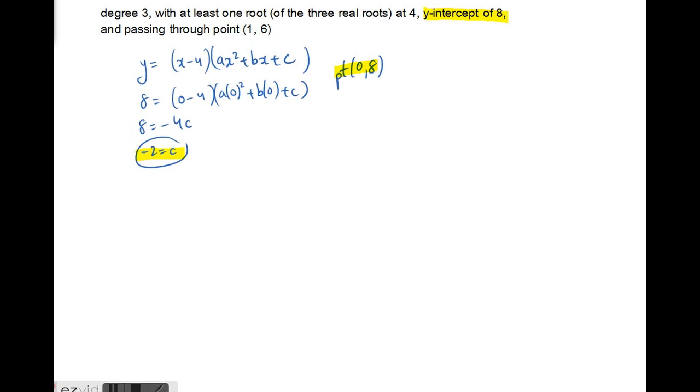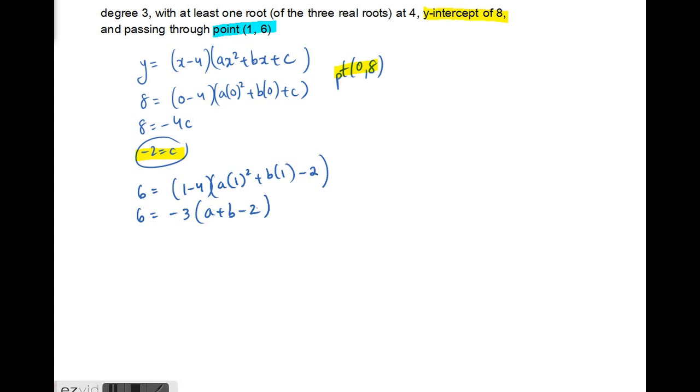So here we have (1, 6) that again I will plug in. So let's plug this in. So 6 is equal to 1 minus 4, times a times 1 squared plus b times 1. And I'm going to record my c as negative 2 already. And simplifying this, I'll have 6 is equal to negative 3 times a plus b minus 2.